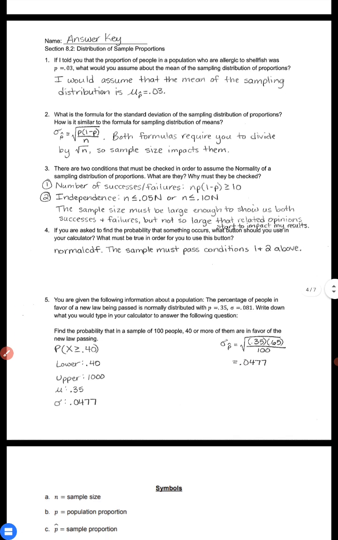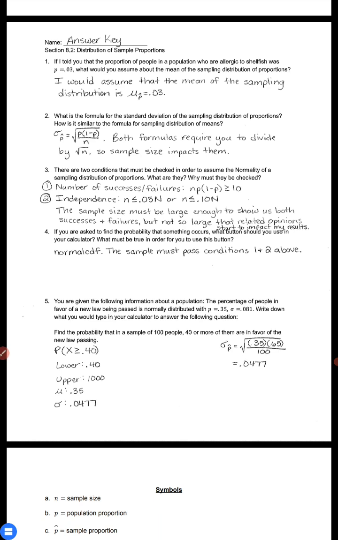Okay, so let's look at a few examples. So number one, if I told you that the proportion of people in a population who were allergic to shellfish was 0.03, which is 3%, what would you assume about the mean of the sampling distribution of proportions? Well, here's the thing. When I take a sampling distribution, I expect the middle of that sampling distribution to fall in about the same place as the middle of my population. So I would expect the mean proportion of my sampling distribution to also be 0.03.